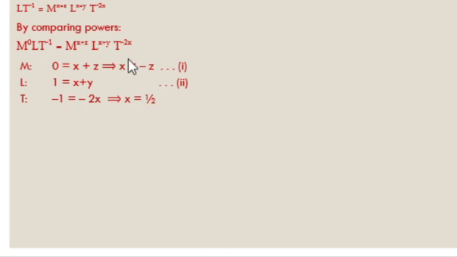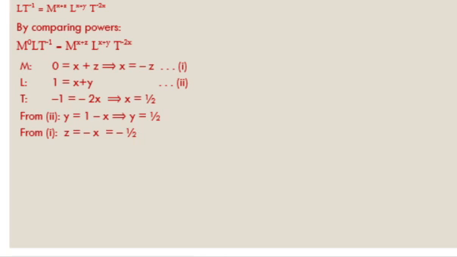We can equally get z. z is going to be minus half if x is half. But before that, from equation 2, we have y equals 1 minus x. Since x is half, y will be 1 minus half, and y is equal to half. And from equation 1, x equals minus z. Since x is half, z is going to be minus half. So we should understand that using indices.